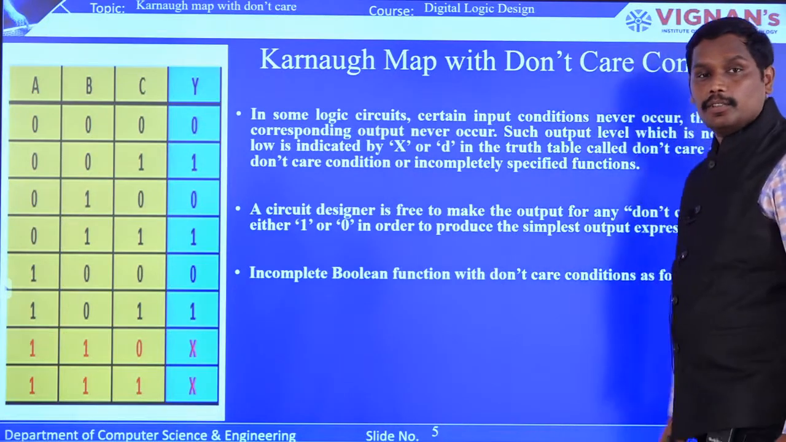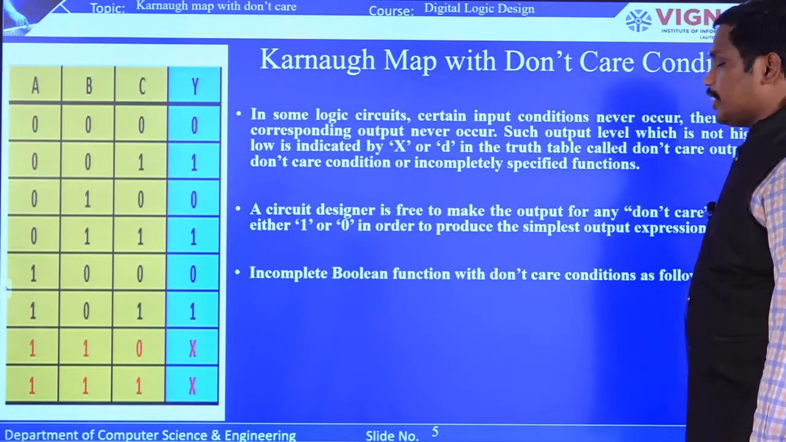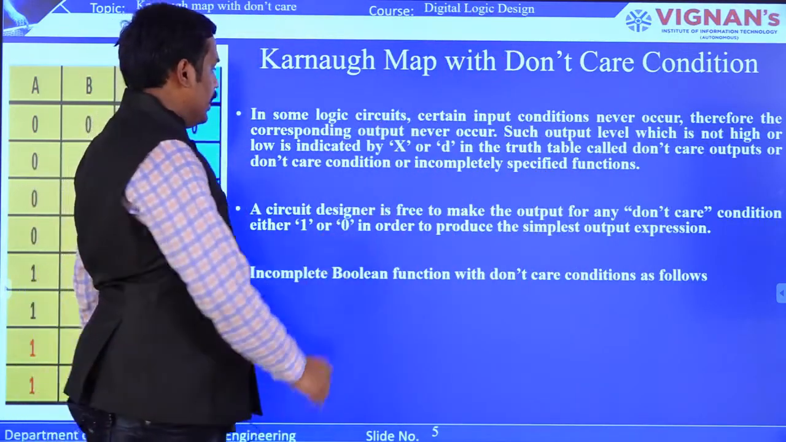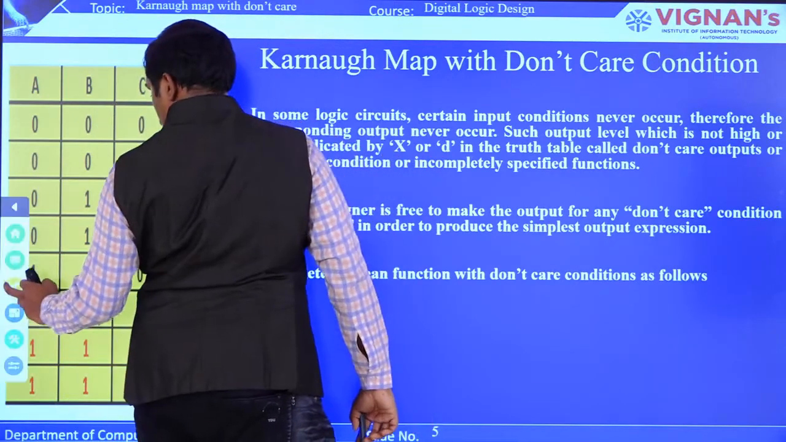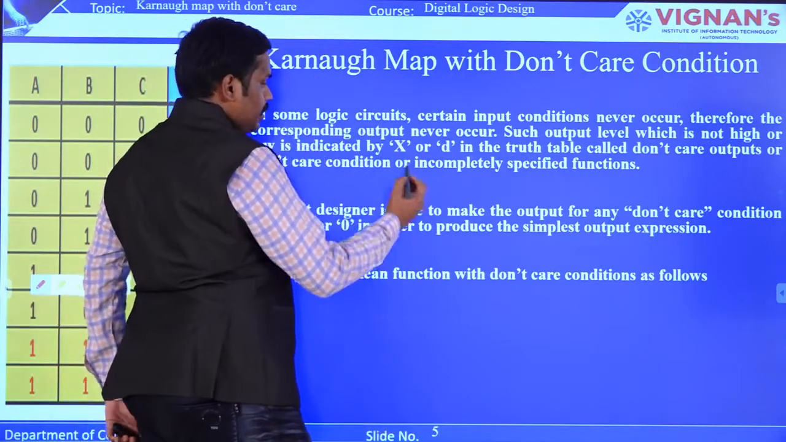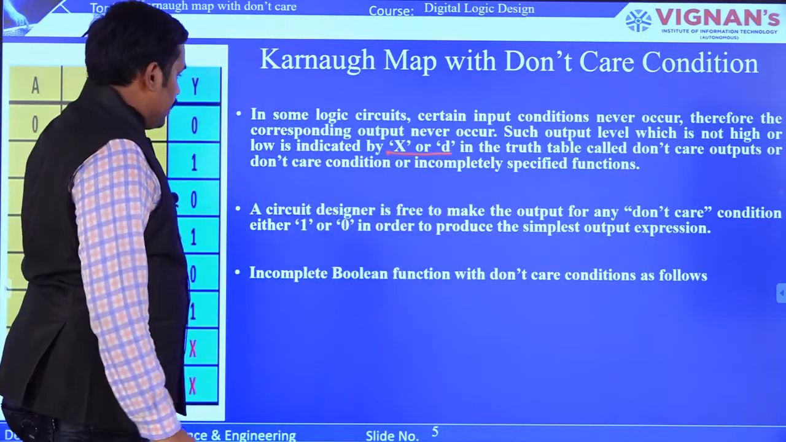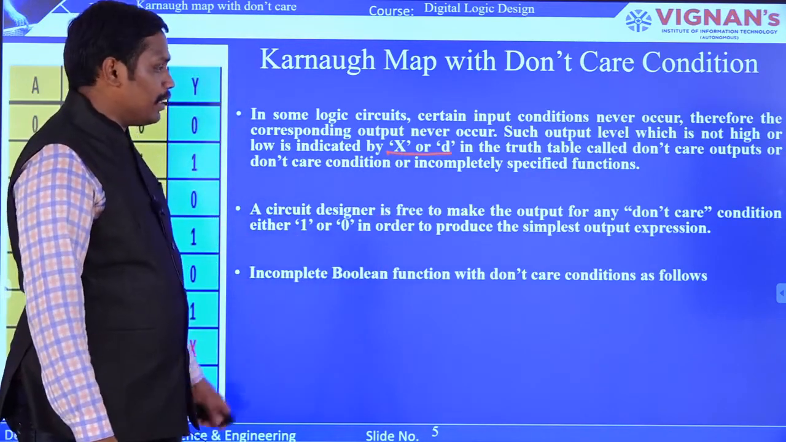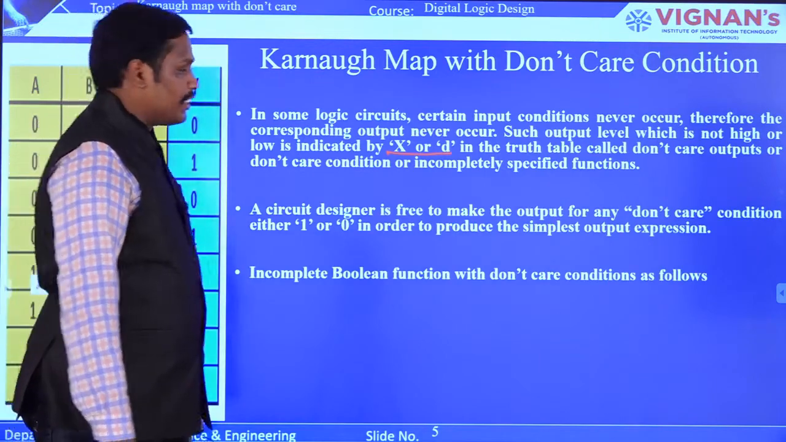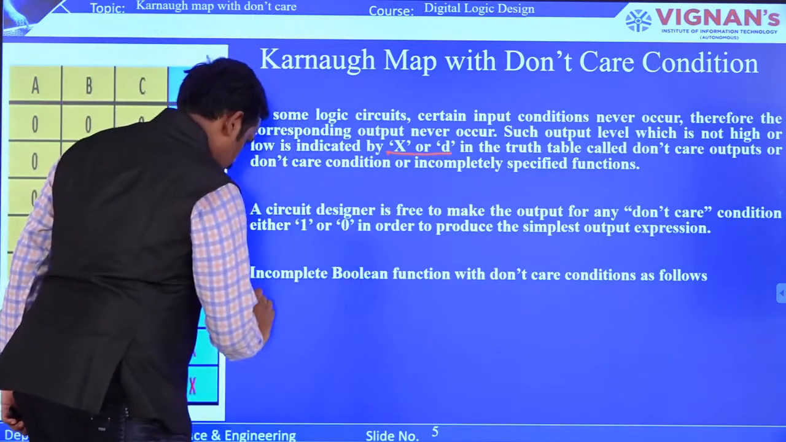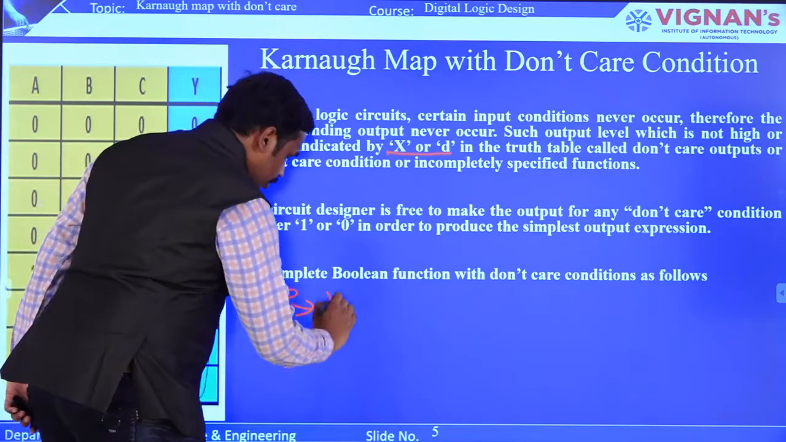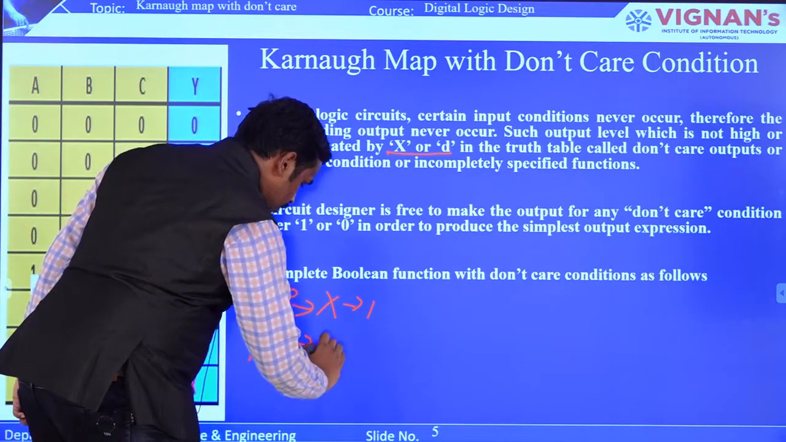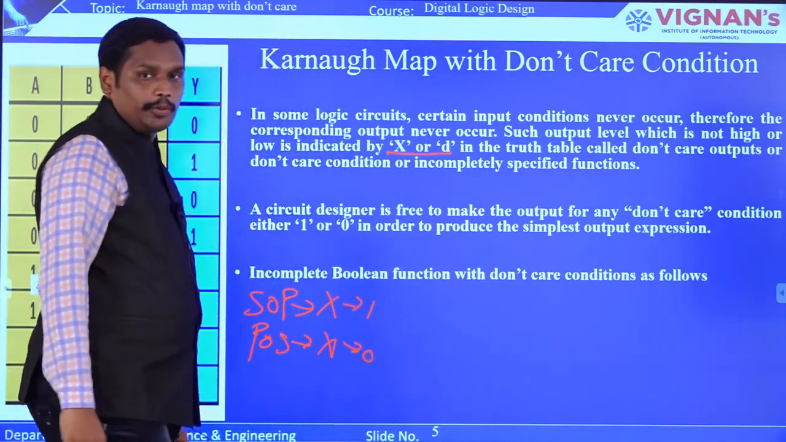So don't care conditions are there. So in any circuit, if the inputs that are given for a circuit don't produce any output, then it is represented with the letter X or D, that we call don't cares. Okay, and then these particular don't care conditions, you can replace with ones or zeros depending on the condition or the expression that is given to you. For example, if it is min terms, that is sum of products, we are replacing don't care conditions with 1, and if it is product of sums, we are replacing the don't care conditions with 0. This is the important rule that you have to follow.